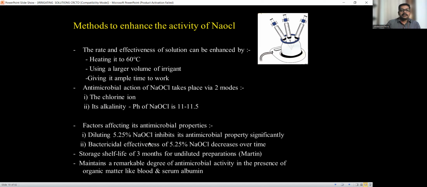A storage life of 3 months for undiluted preparations is available according to Martin, and it maintains a remarkable degree of antimicrobial activity in the presence of organic matter like blood and serum albumin. So that's a very important point with regard to sodium hypochlorite. It maintains a remarkable degree of antimicrobial activity in the presence of organic matter like blood and serum albumin.